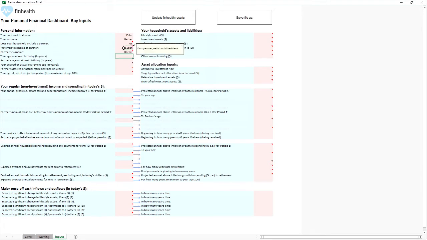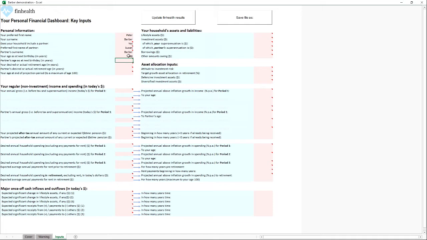The next field asks for the client's, it's Peter's birthday, his age at his next birthday. He's currently 45, so we input 46 there. For Susan, she's currently 43, so we input 44 for her next birthday. The next field asks for Peter's desired or actual retirement age. This also could be the age for desired financial independence. Like many fields, if you hover over it or click on it, you'll get an explanation of the required data.